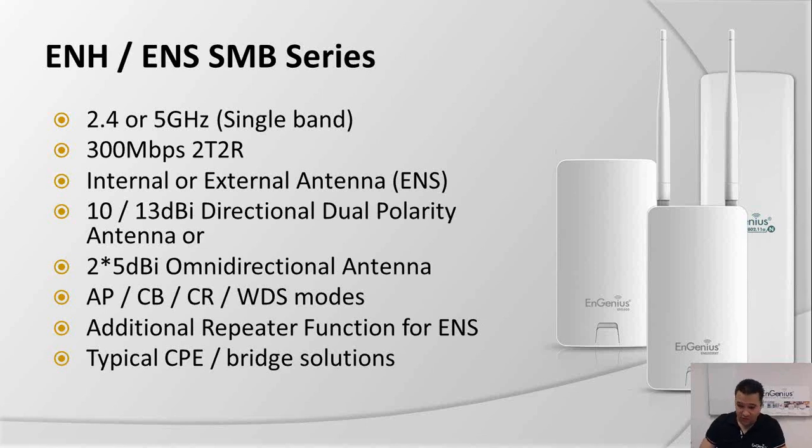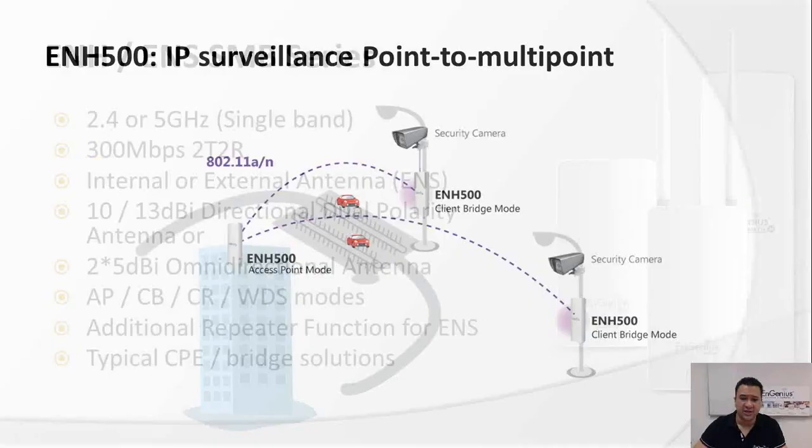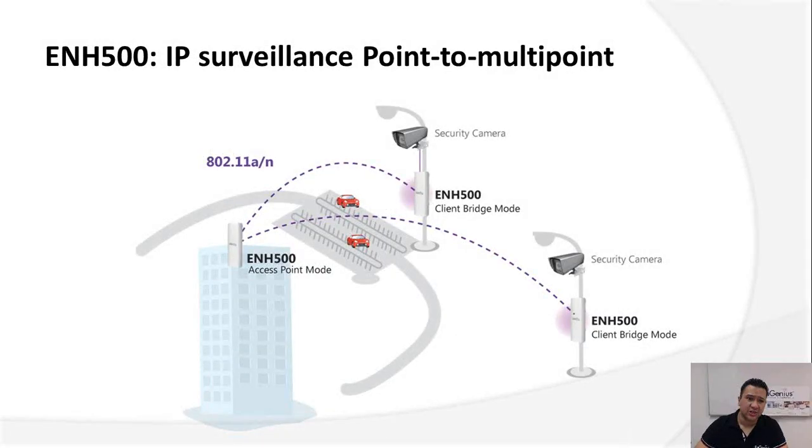Actually, the most common situation where we use the ENH and the ENS series is in IP surveillance, where the device is used in a point-to-point or point-to-multipoint setup. And the ENH in this case is making bridges to the different cameras. And in this case, one ENH is making the connection to the other ENHs where the cameras are.